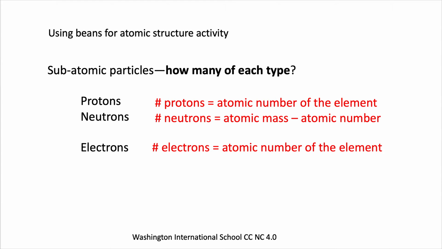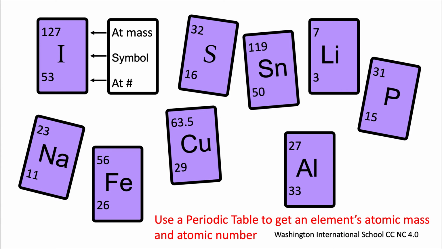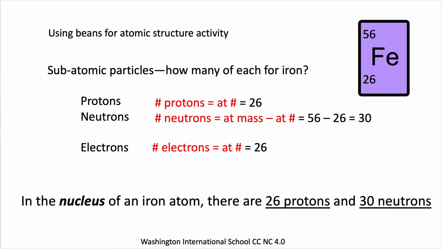So how do we know how many we've got of each type? The number of protons equals the atomic number of that particular element. The number of neutrons is the atomic mass of that element minus its atomic number. And the number of electrons equals the atomic number of the element, and you'll notice that is the same as protons in a neutral atom. Same number of positive protons as negative electrons. In order to find that information, you'll go to the boxes on a periodic table to get the element's atomic mass and atomic number.